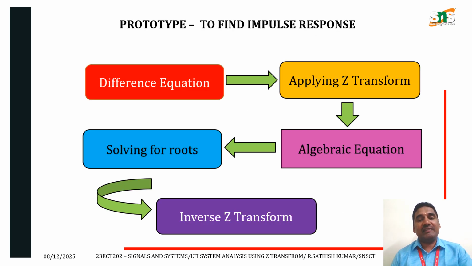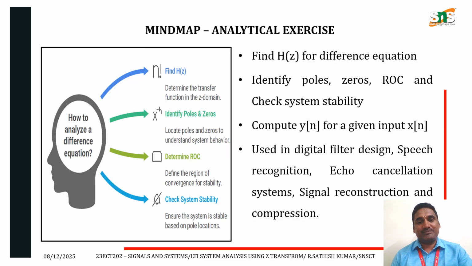Next one, how to find the impulse response of the system. First, from the difference equation, we apply the Z transform and find the algebraic equation, then solve for roots. Finally, we take the inverse Z transform, and we can get the impulse response of the discrete time system.